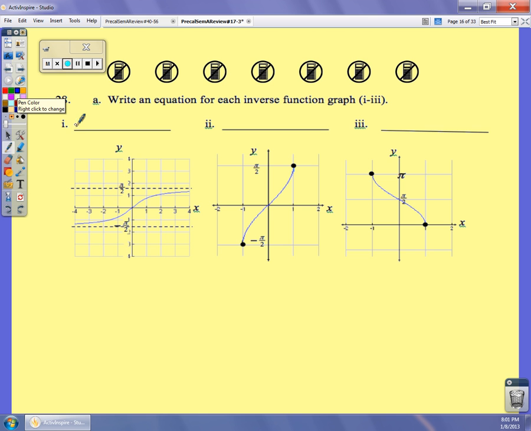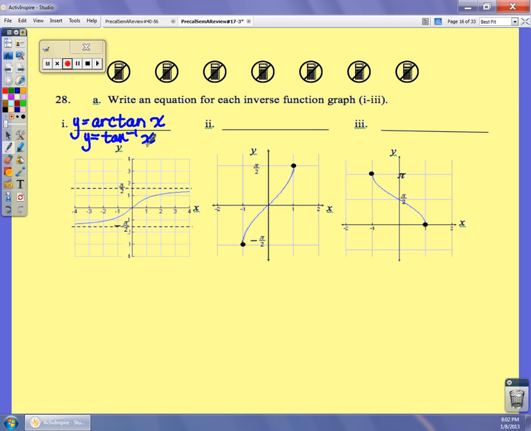So this one is y equals arc tan x, or of course we could write it as y equals tangent inverse of x. Now notice this one goes from negative pi over 2 to pi over 2 for the range, which is the domain of the tangent function. And this one has a domain from negative infinity to positive infinity, which is the same as the range for the tangent function.